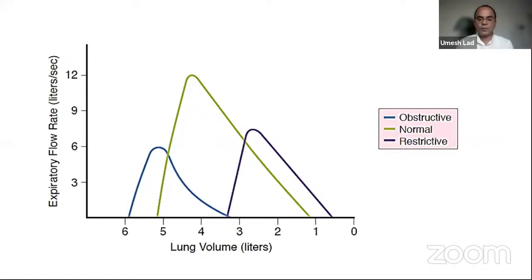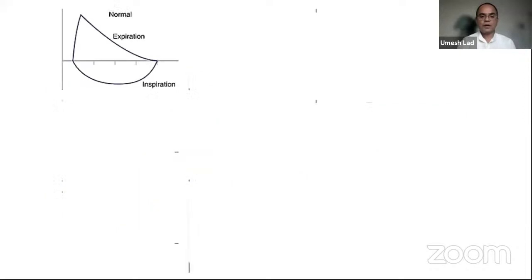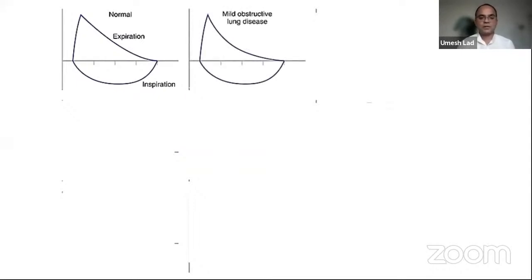This again you should be able to understand, because many times we might ask you to label one of them, whether this is restrictive, obstructive or normal, by giving a comparison. So this is the expiratory graph of the flow volume loop, and now one by one. This is normal expiration, and this is a normal graph, a normal person.